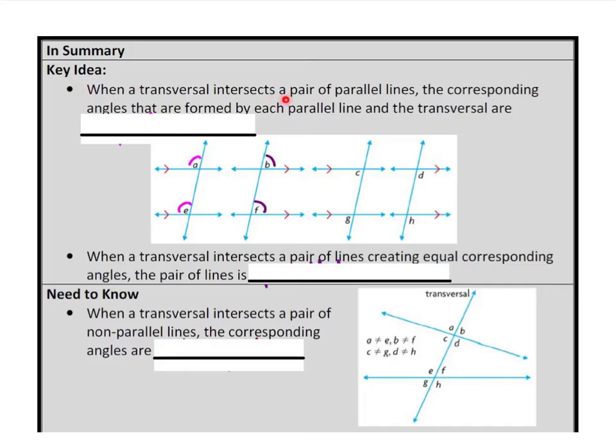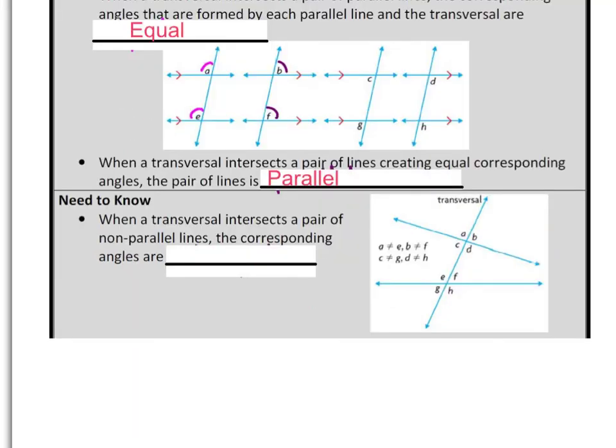Okay, so let's review. When a transversal intersects a pair of parallel lines, like these lines are parallel, corresponding angles that are formed by each line, one in, one out, they make an F pattern. They are equal. If a transversal intersects a pair of lines creating corresponding angles that are equal, that means these two lines have to be parallel. When a transversal intersects a pair of non-parallel lines, like right here we have two non-parallel lines and this transversal, the corresponding angles are not equal.